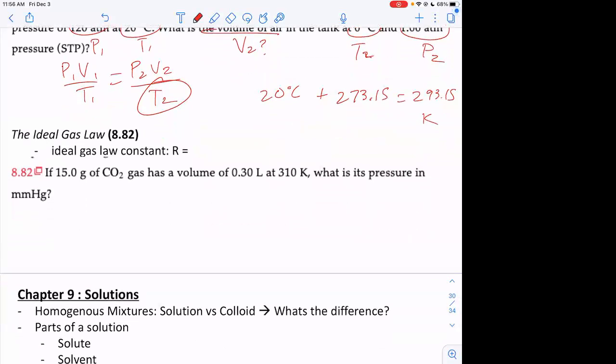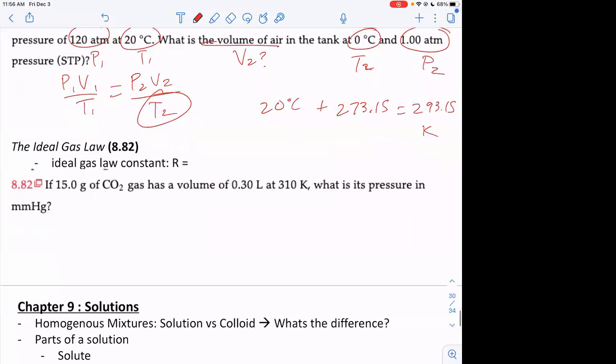Okay, then you've got the ideal gas law. You need to memorize R. If there's two numbers, memorize R and memorize Avogadro's number. Okay, it's not an equation, so I'm not going to give you R. But I will give you all these pressure conversions. So R is 0.0821, and it's ATM times liters on the top, mole times Kelvin on the bottom.